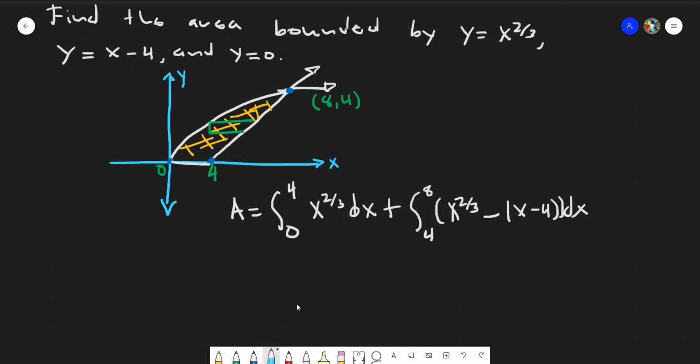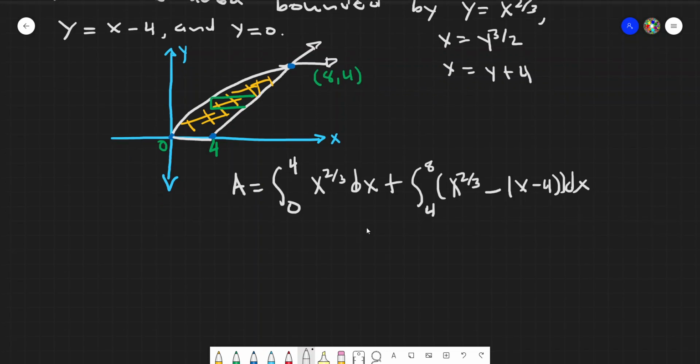Well, first off, you will just solve for each one with respect to x. So we can tell that the x to the 2/3 is just going to give you x equals y to the 3/2. The other equation will give you that x equals y plus 4.